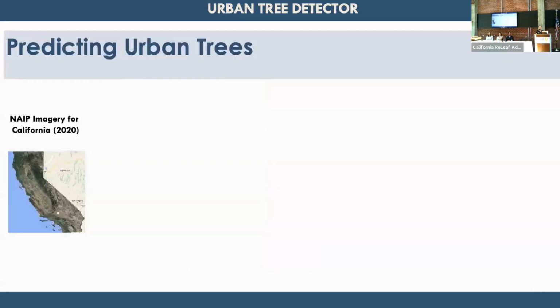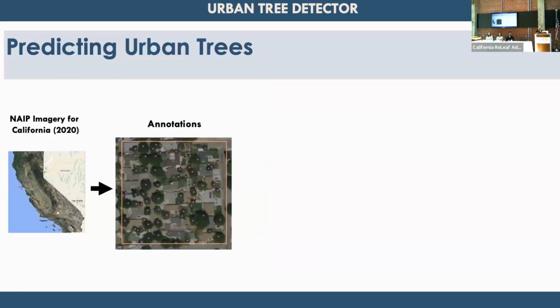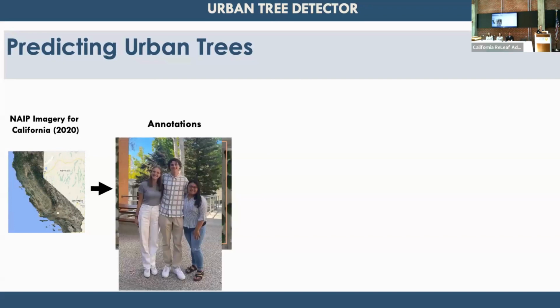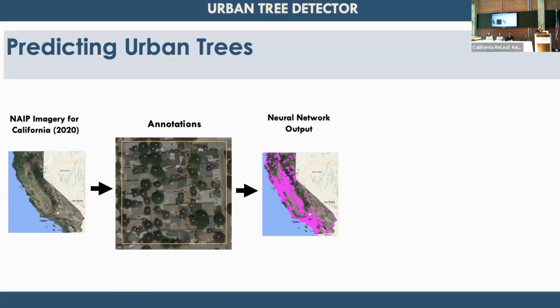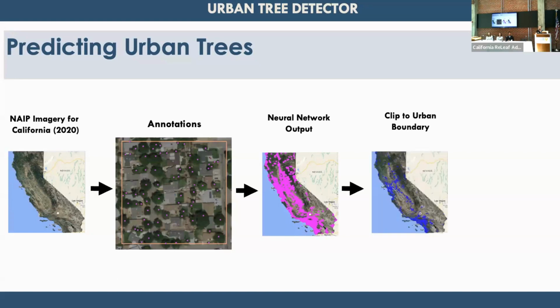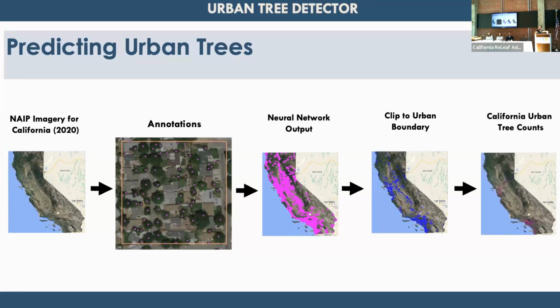What we've done is we've used NAIP imagery from 2020, and then we've selected a whole bunch of little tiles, and a bunch of students from Cal Poly hand annotate each of those tiles. So thousands and thousands of these tiles to teach the computer: this is a tree, this is a tree, this is a tree. Then some computer magic happens and they say, okay, here are all the trees in California. Then we clipped that to the urban boundary because we're interested in urban trees, and that produces what we show on the website, which is tree counts for all of California.